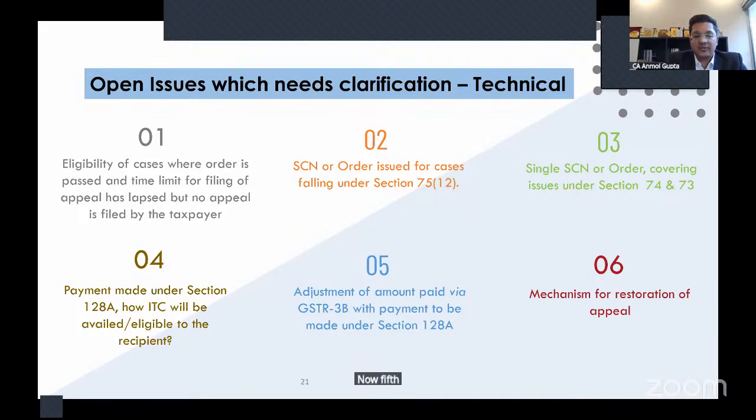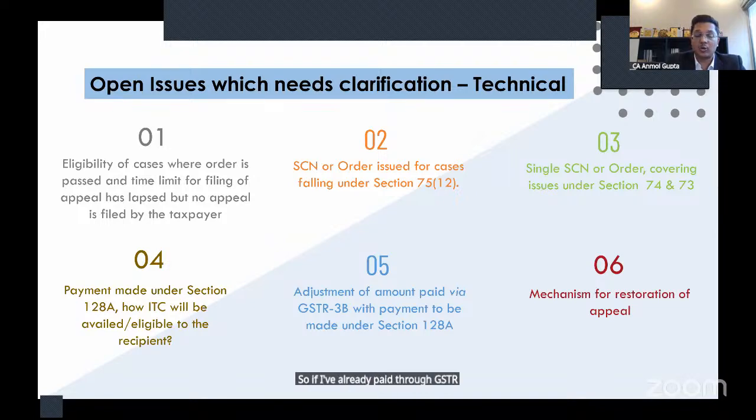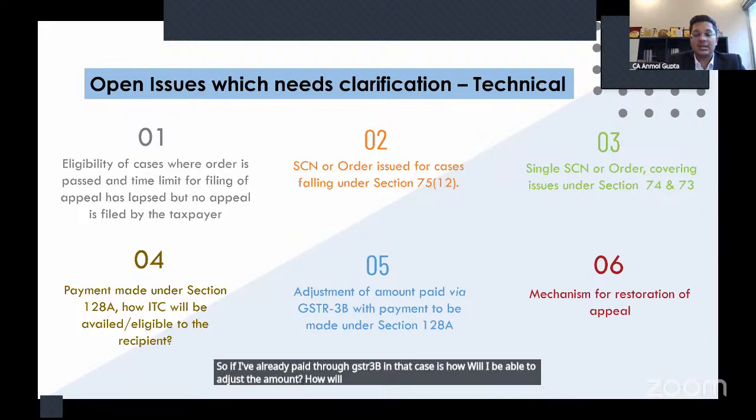The fifth issue that needs clarification is what will happen if I have already made the payment via GSTR-3B. As per the scheme, it only acknowledges two methods of payment: one is DRC-3 and the other is the e-liability register's credit entry. So if I have already paid through GSTR-3B, how will I be able to adjust the amount? How will I be able to show it? In the absence of any clarification, the taxpayer will be compelled to take the refund of the payment that is made in GSTR-3B and make the payment under 128A.